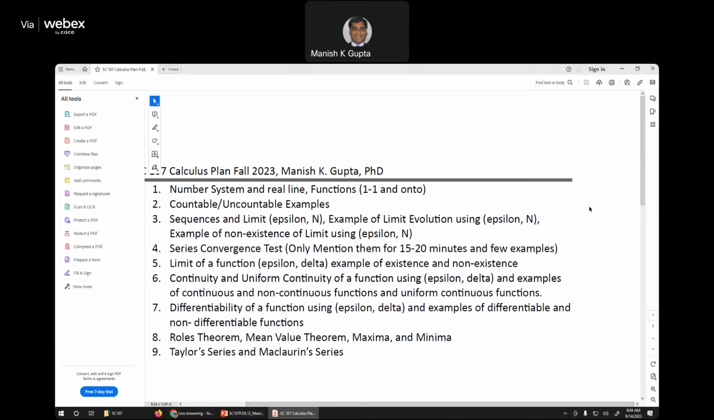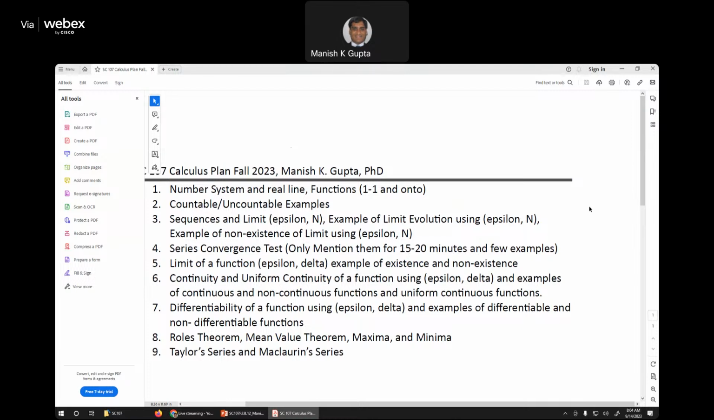Okay, so now you see, these were the topics which I planned. This is the plan for your test one, and it is very specific. You should have some understanding of the number system and the real line, which I think you know. Like on the real line, between two rationals there is an irrational. Rational numbers are dense on the real line. Then something about functions: one-to-one, onto, and so on.